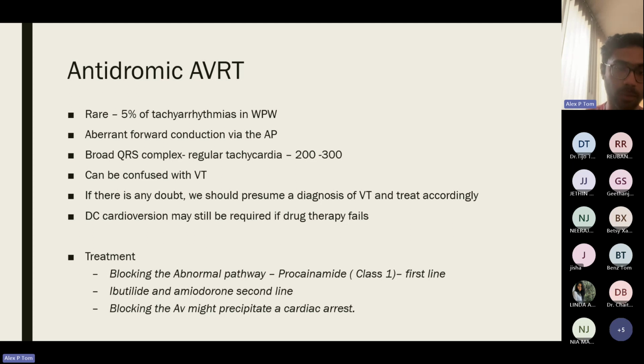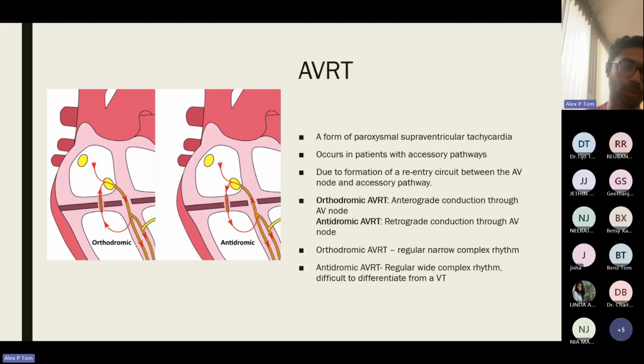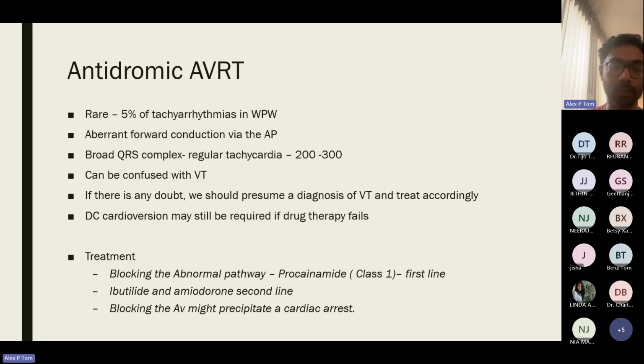Then, as I told you, this is antidromic AVRT, where the forward conduction is happening through the abnormal conduction pathway. An antidromic AVRT is seen in patients with WPW syndrome. The problem is you can easily get confused with VT because the QRS complex is going to be broad. Most of the time we will end up treating it as VT.